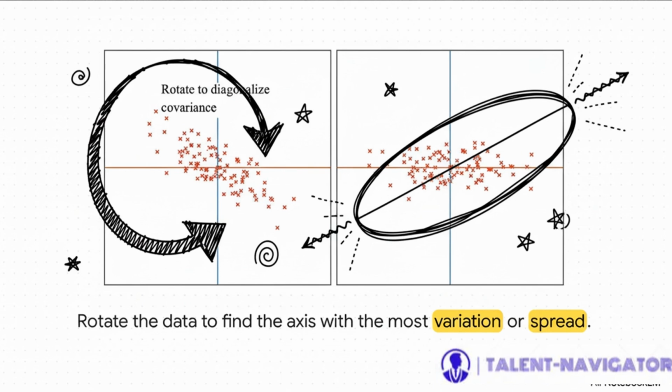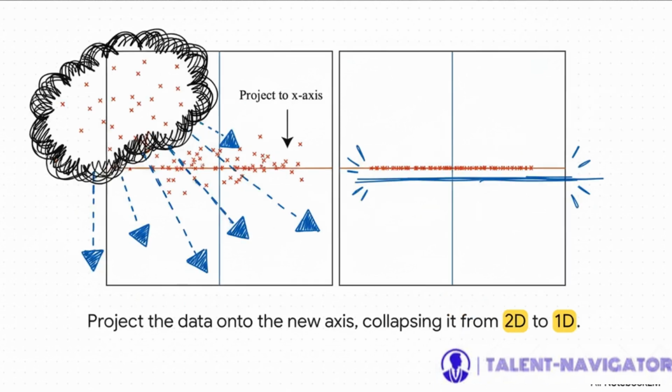That new axis, the one packed with the most information, that's our first principal component. And the final step is projection. Once we've found that perfect, information-rich line, we just drop every single data point straight down onto it. It's like shining a light and looking at the shadows. And just like that, we've squashed a messy 2D cloud into a clean, single 1D line, all while holding on to as much of the original variation as possible.